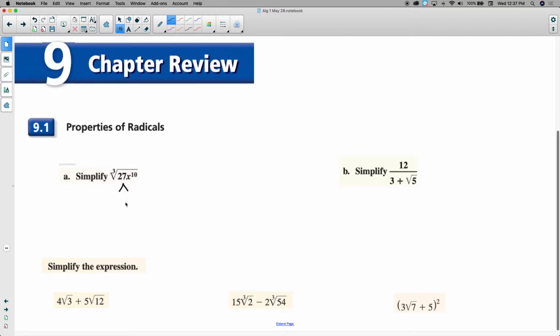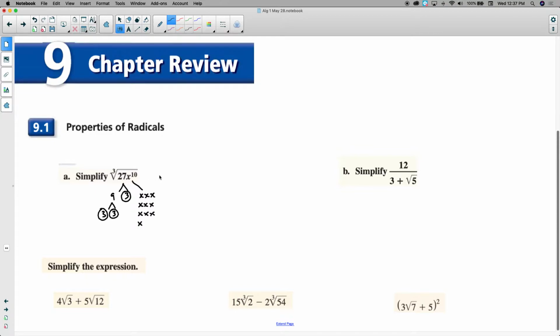All right, let's go with 27 is 9 times 3. 9 is 3 times 3. So look at that. I've got a triplet. I've got 3 3s. X to the 10th. I can make all sorts of triplets. There's a triplet of x's. Here's another triplet. And then the 10th x is right there. I'm not going to circle all of those.